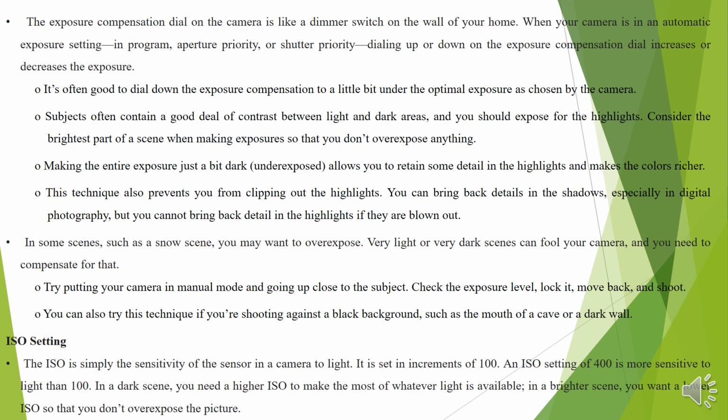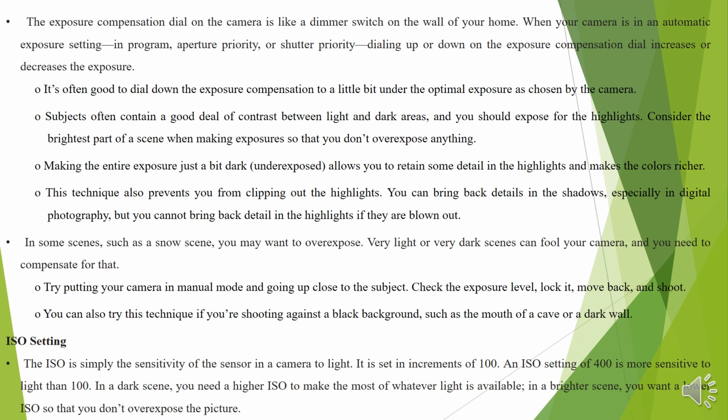In some scenes, such as a snow scene, you may want to overexpose. Scenes that are very light or very dark can fool your camera and you need to compensate for that. Try putting your camera in manual mode and going up close to the subject. Check the exposure level, lock it, move back and shoot. You can also try this technique if you are shooting against a black background, such as the mouth of a cave or a dark wall.